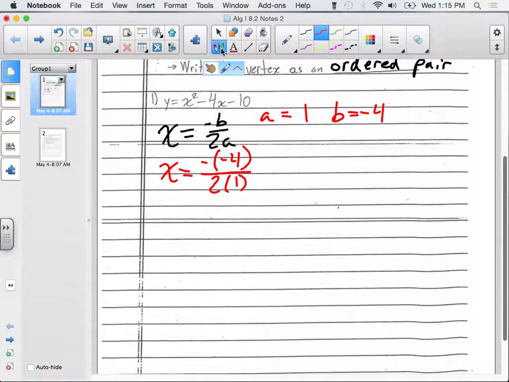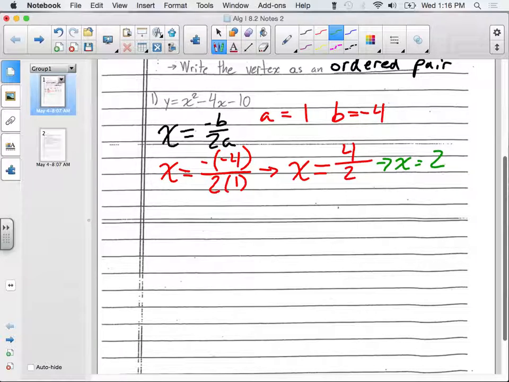So when we simplify this out, it gets to x equals what? 4 over 2. Right, so the negatives cancel out on top. 4 over 2. And this one, 4 divided by 2 is 2. Is that the vertex? Nope, that is an x value for our vertex. This is also the equation for our axis of symmetry.